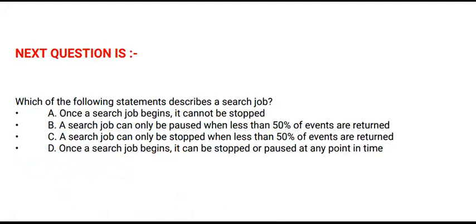Next question is, which of the following statements describe a search job? Options are option A, once a search job begins, it cannot be stopped. Option B, a search job can only be paused when less than 50% of events are returned. Option C, a search job can only be stopped when less than 50% of events are returned. And option D, once a search job begins, it can be stopped or paused at any point in time. The correct option is option D.